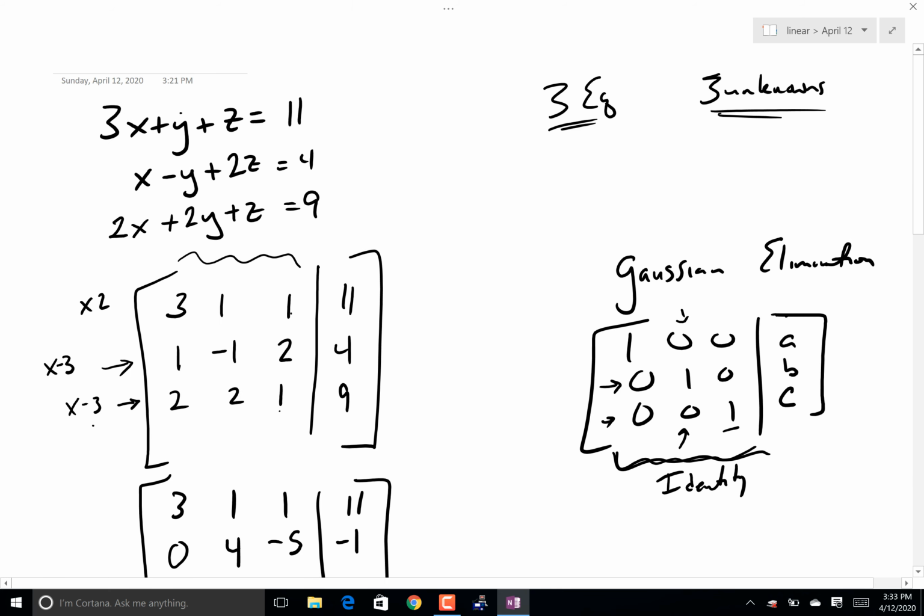Anyway, you'll know whether you're right or wrong because 3 times 3 is 9, plus 1 is 11. 3 minus 1 is 2, plus 2 is 4. 6 plus 2 is 8, plus 1 is 9. Check. We've solved the system of equations.